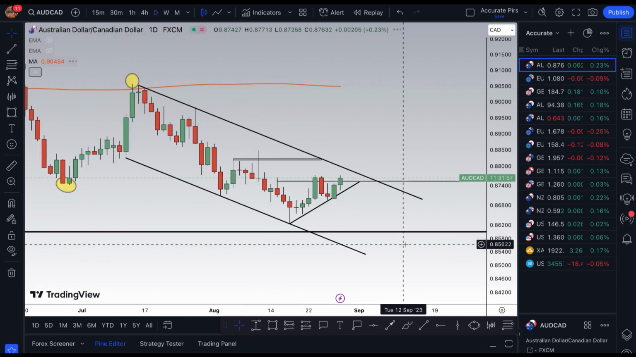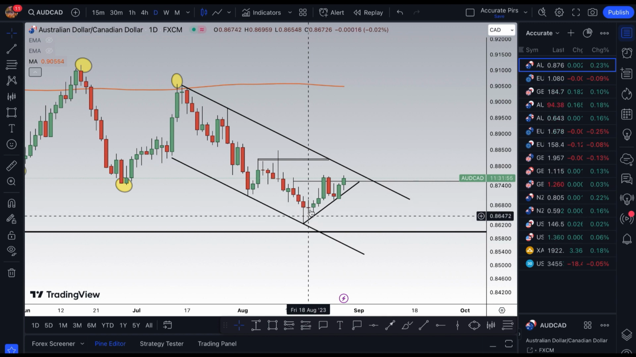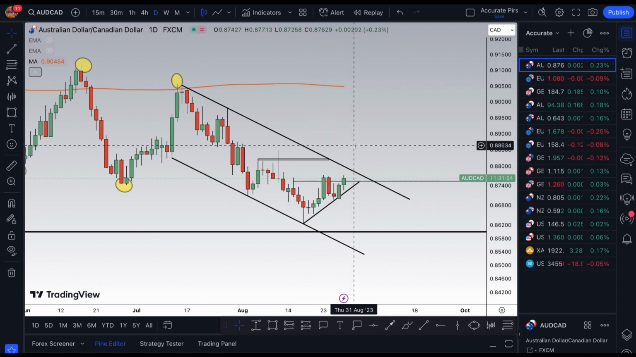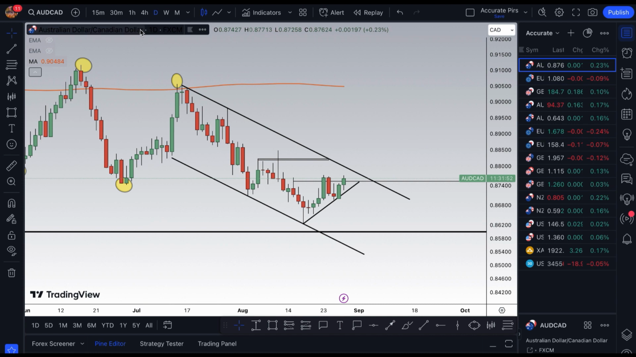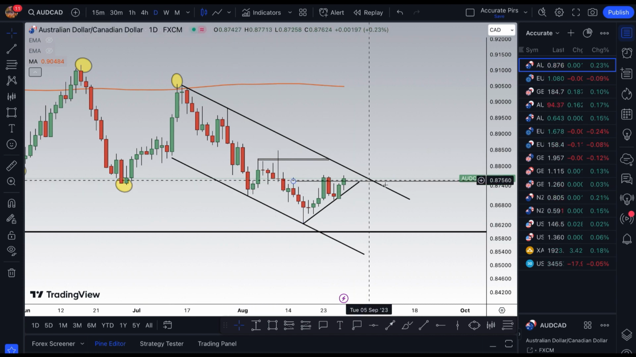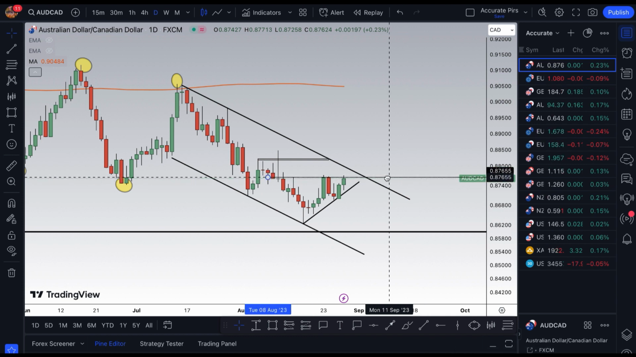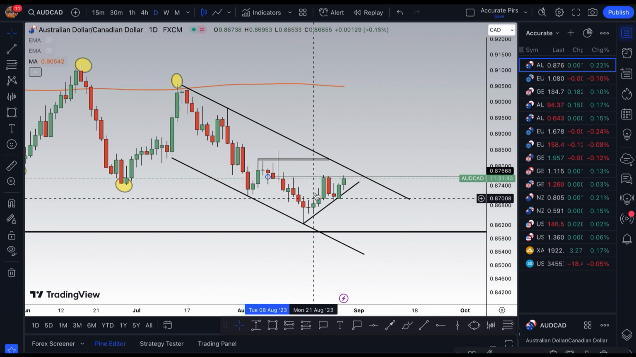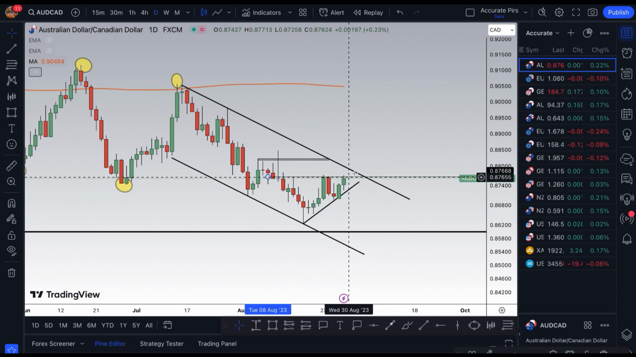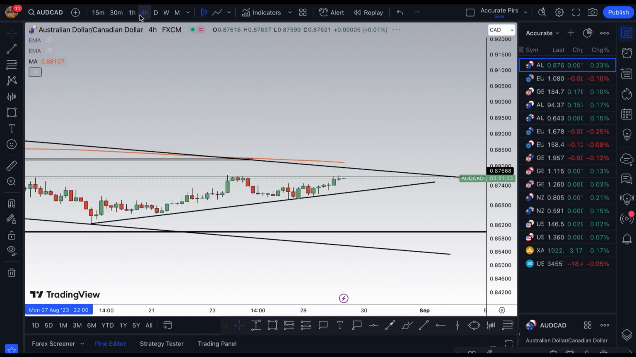So we look at the daily time frame and you can see we're having this little pullback. What I would suggest now is to look out for this area here where I've highlighted. If price starts to push up above this level on the daily time frame and closes above it, then I would say this market is getting ready to push towards the upside.